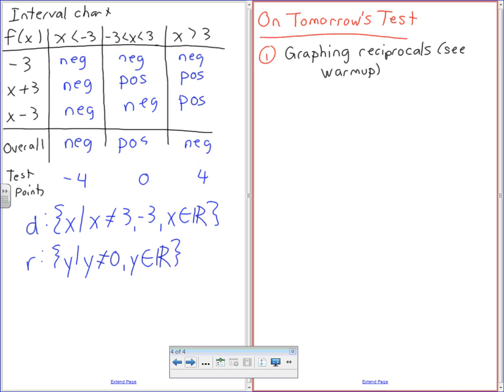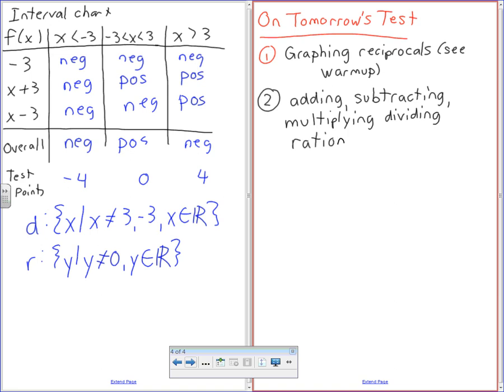Number two will be adding, subtracting, multiplying, dividing rationals. Okay, so that's going to be where you factor everything and then cancel or common denominators and all that stuff. That would go to those ones, okay?